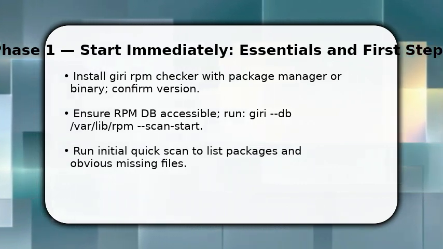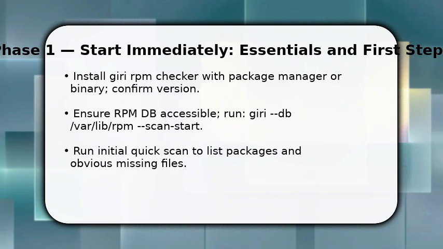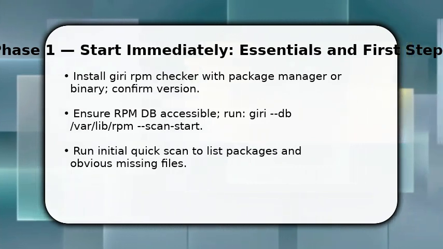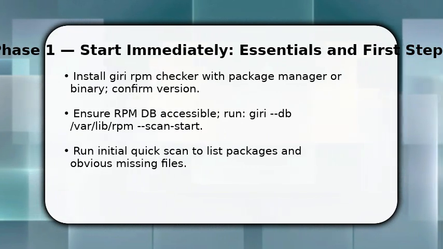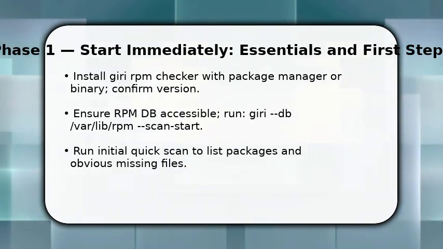Next, start a quick scan to enumerate installed RPMs and flag missing files. This first actionable pass creates the baseline you will analyze further. Now you focus on interpretation.